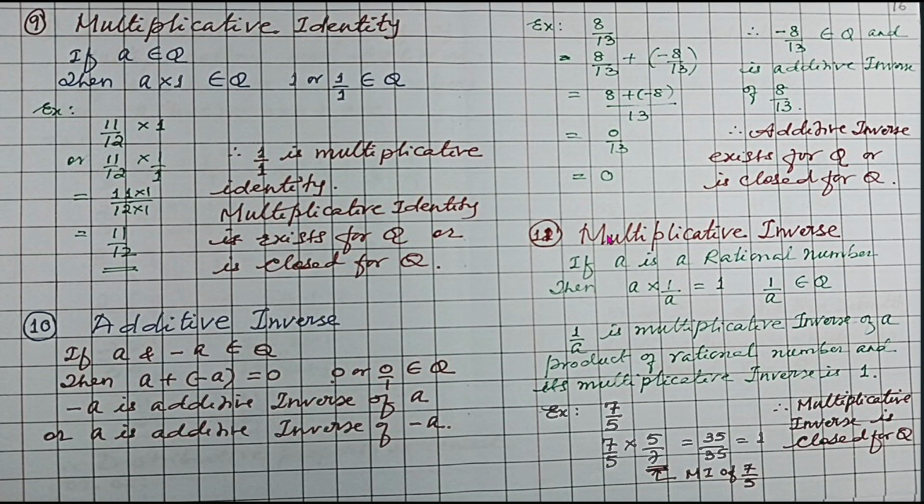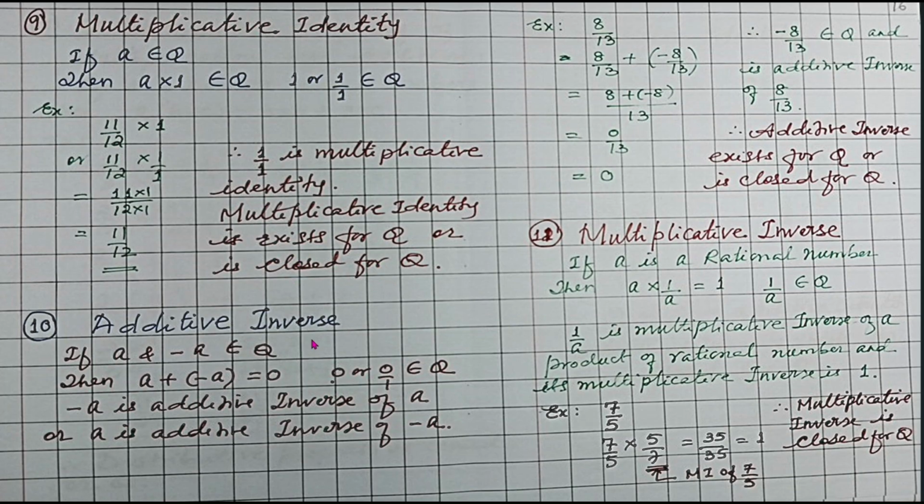Now coming to the next important property, that is multiplicative identity. We already know the multiplicative identity is 1. If A is a rational number multiplied by 1, again we get back the same rational number, that is A. That means 11 by 12 is a rational number. When multiplied by 1, we get again 11 by 12, and therefore multiplicative identity exists for rational numbers, or is closed for rational numbers.